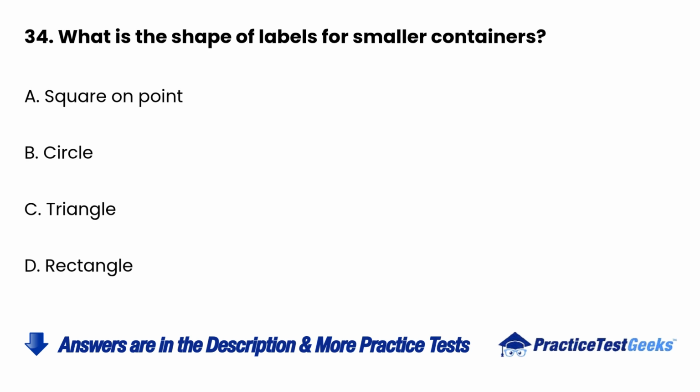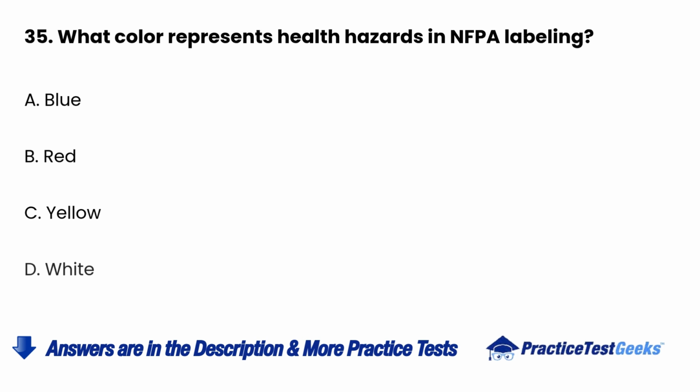34. What is the shape of labels for smaller containers? A. Square on point. B. Circle. C. Triangle. D. Rectangle. 35. What color represents health hazards in NFPA labeling? A. Blue. B. Red. C. Yellow. D. White.